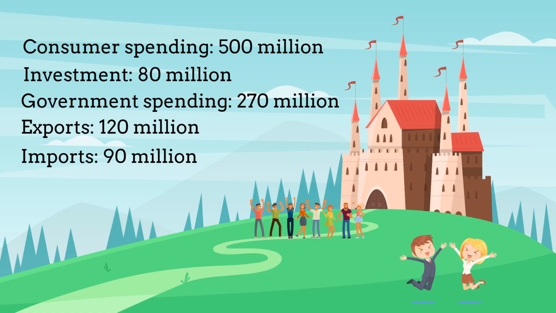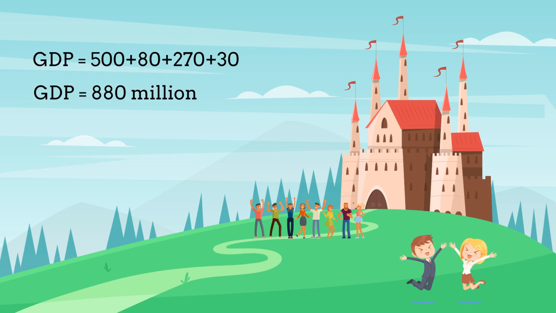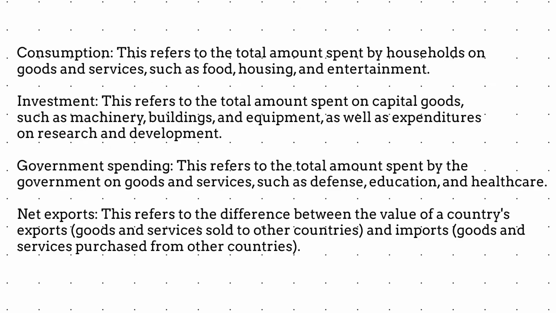Okay, here is a simple example of how to calculate GDP. Let's say that we have an imaginary country, and it has consumer spending of 500 million, and business investments of 80 million, and its government is spending 270 million. And this country's net export is 30 million, because 120 million minus 90 million is 30 million, right? And when we count 500 plus 80 plus 270 plus 30, we have a GDP of 880 million.